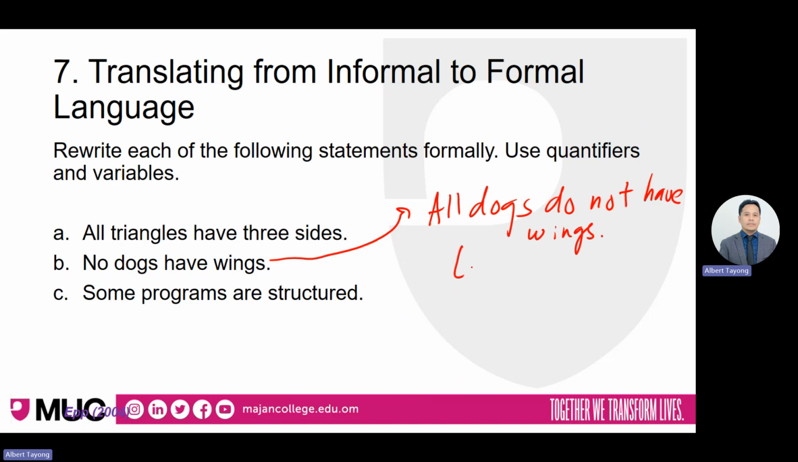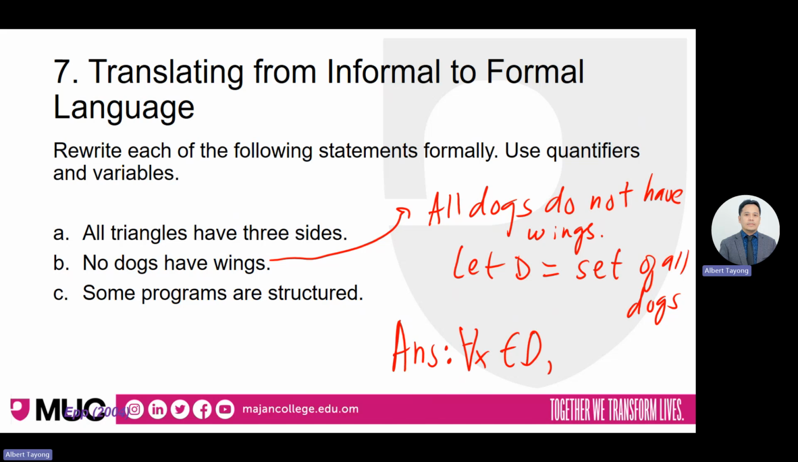Okay, so let D be the set of all dogs. Always define the domain. So the answer will be: for all x in D, x does not have wings. So that's the answer. I gave many examples of this before.